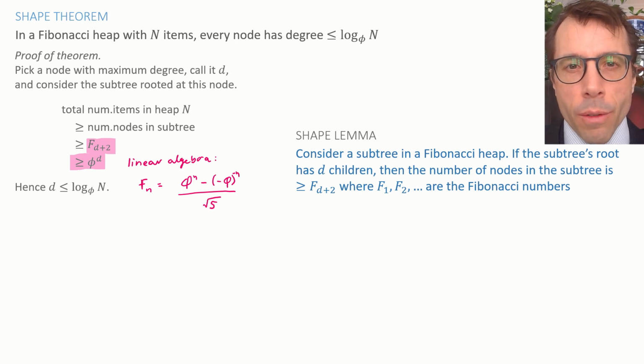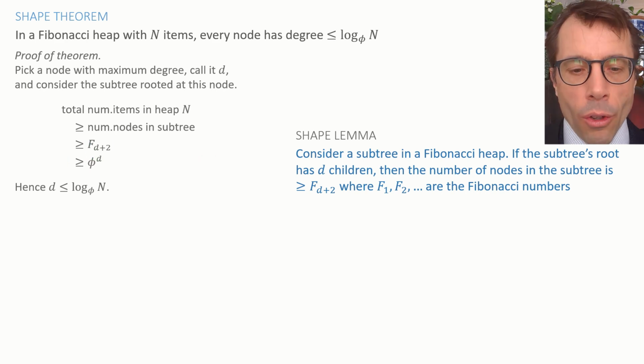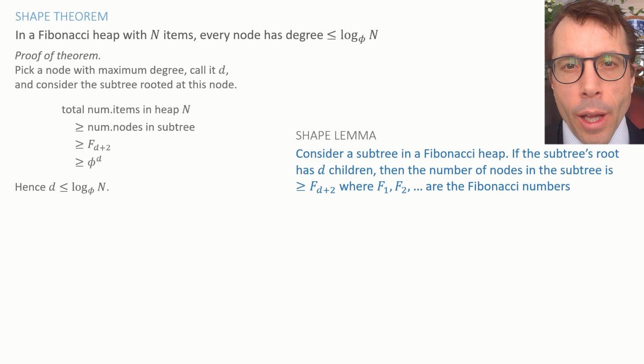Anyway, just a little bit of tidying. This formula tells us that F of d plus 2 is above or equal to phi to the d, where phi is the golden ratio. So we've proved n is above or equal to phi to the d, and taking logs of each side, d is less than or equal to log n. Good, so that was just mopping up.